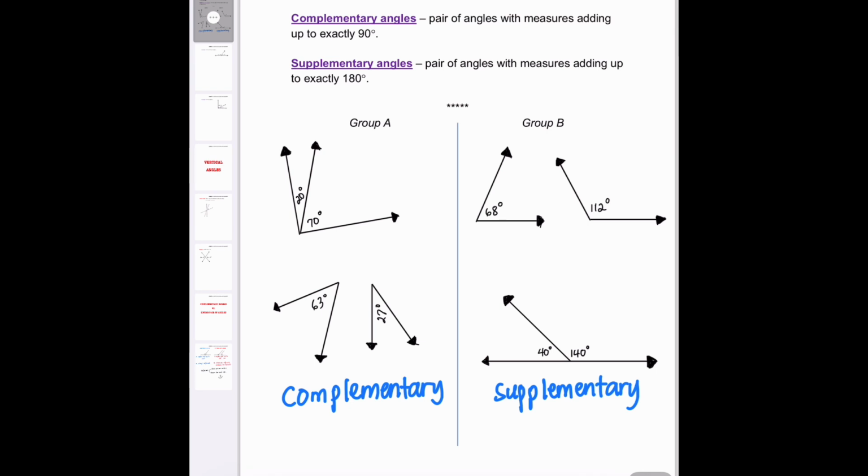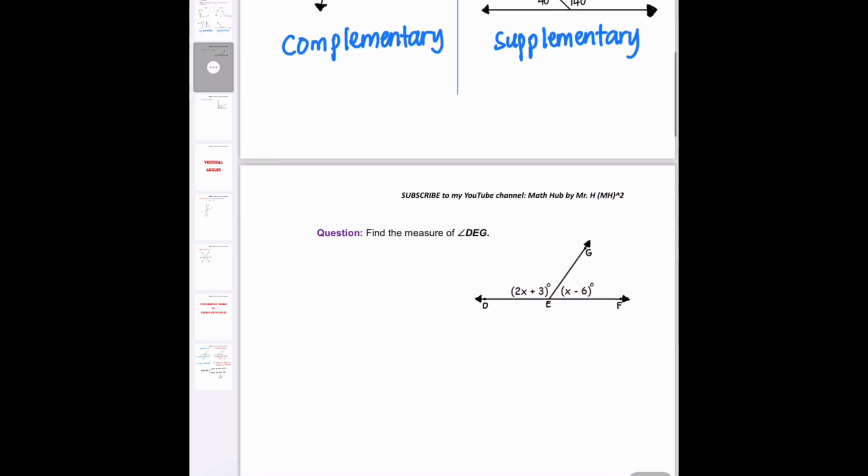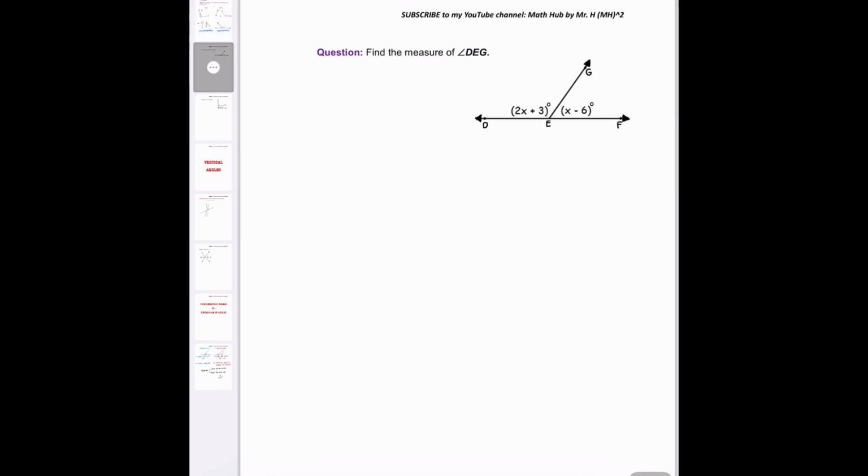So to understand this concept further, let's answer a couple of examples. For our first question, we need to find the measure of angle DEG. Looking at the diagram below, it tells us that we were given supplementary angles. And by definition, the measures of supplementary angles add up to 180 degrees. So from that concept, we can begin by writing our initial equation.